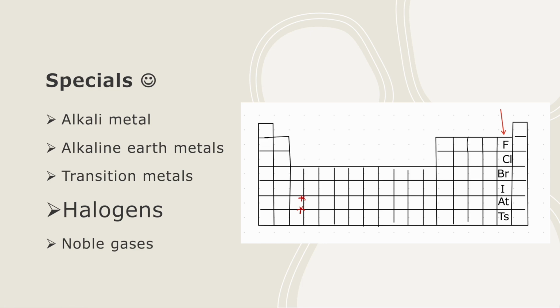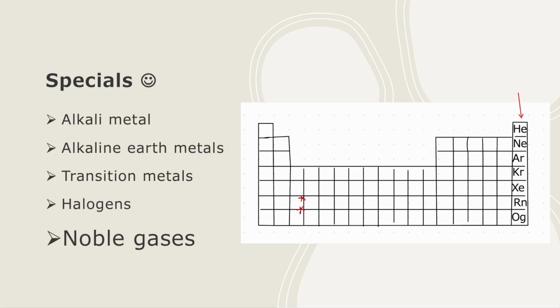So because of their high reactivity, halogens are rarely found in their pure elemental form in nature. Now, noble gases, which is the last group we're going to talk about, are the elements in group 18 of the periodic table. They are known for being chemically inert, meaning unreactive, due to their full outer electron shells. This stability makes them different from other elements.